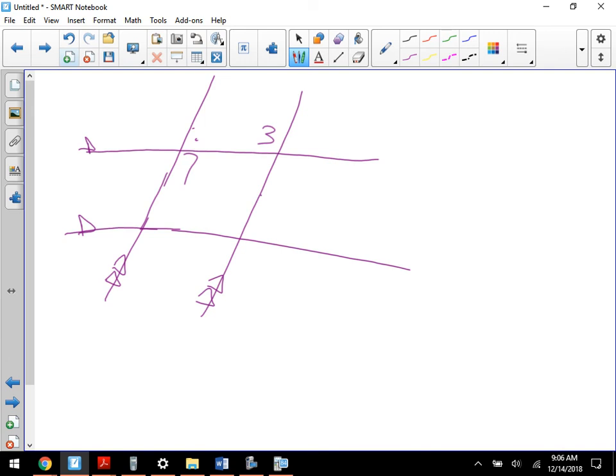9 and 8. What are those two? Louder, louder. Consecutive interior. Excellent. Then they start talking about how you show which ones are parallel, to prove things at work. So we have A and B.